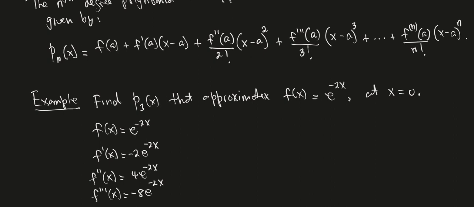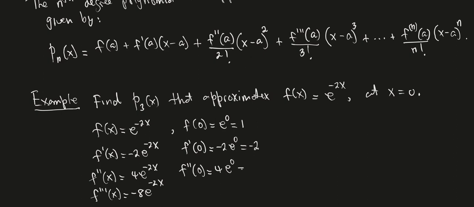Now let's look at what the formula says. We have to evaluate the function, the first, the second, and third derivatives all at the point of tangency. So let's plug 0 into all of these. The function evaluated at 0 is e to the 0, which is 1. The first derivative evaluated at 0 is negative 2 times e to the 0, which is negative 2. The second derivative evaluated at 0 is 4 times e to the 0, that's 4. And then the third derivative evaluated at 0 is negative 8 e to the 0, that's negative 8.